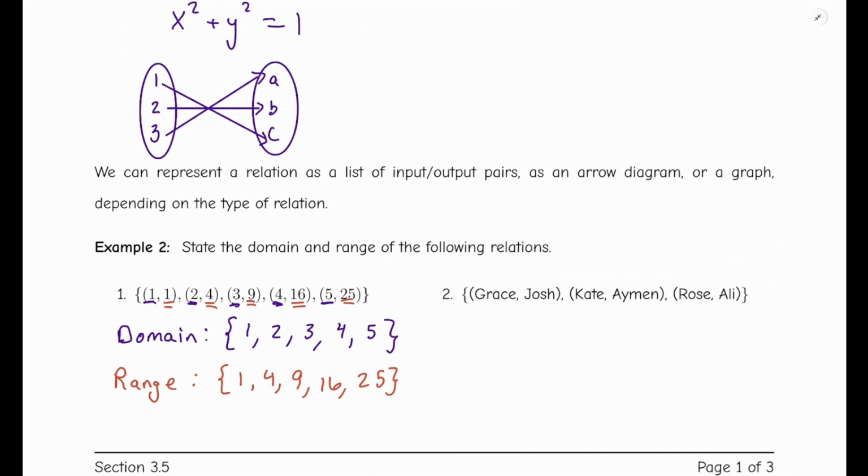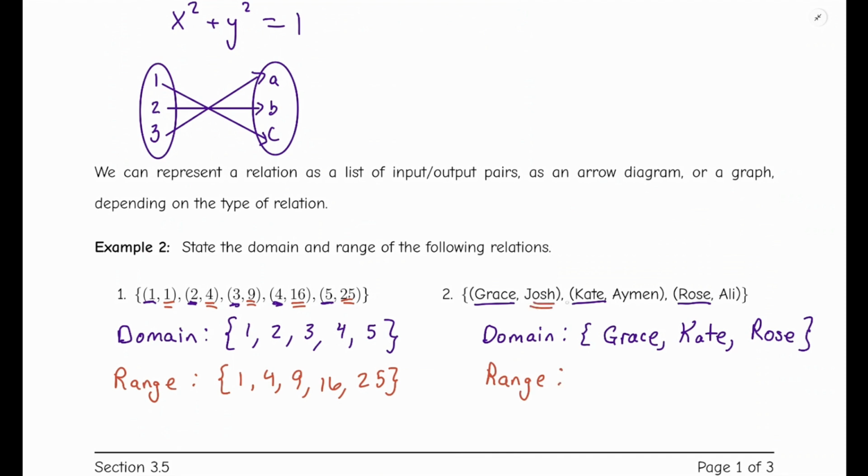For the second example, the inputs are Grace, Kate, and Rose. So those are our domains. And then the ranges, Josh, Eamon, and Allie.